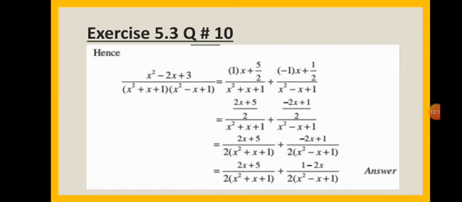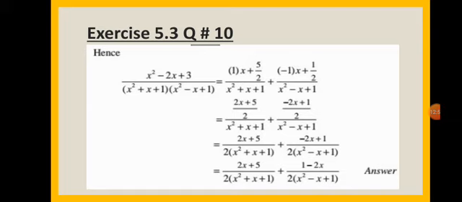The 2 in the denominator will be a part or coefficient of the denominator, and 2x plus 5 remains at the top. Similarly, minus 2x plus 1 remains at the top, and the denominator 2 will be multiplied by x squared minus x plus 1. So the answer is 2x plus 5 over 2 into x squared plus x plus 1, plus 1 minus 2x over 2 into x squared minus x plus 1.